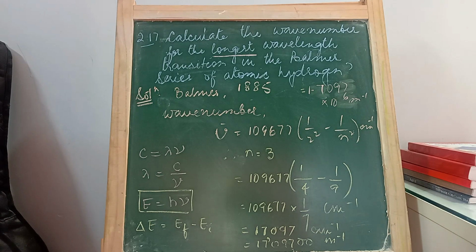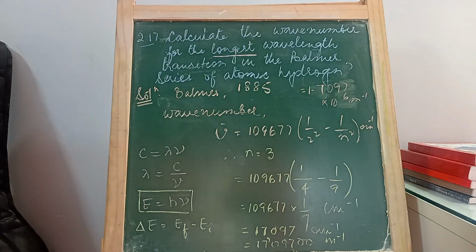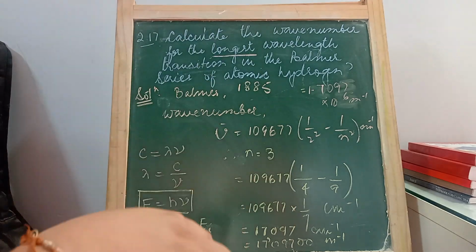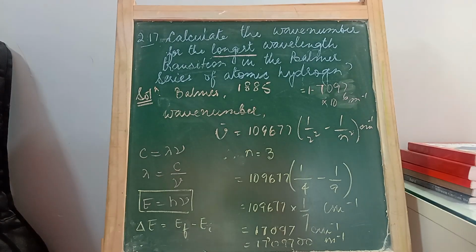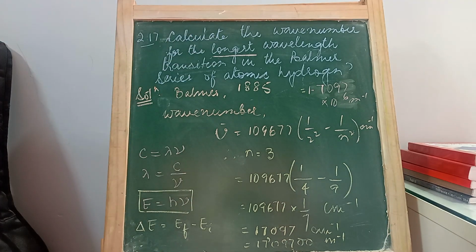So if the wavelength is very small, the wave number will be large, and if the wavelength is long, then the wave number will be less. So there's a relationship between the wave number and the wavelength. In fact, wave number is the reciprocal of wavelength.